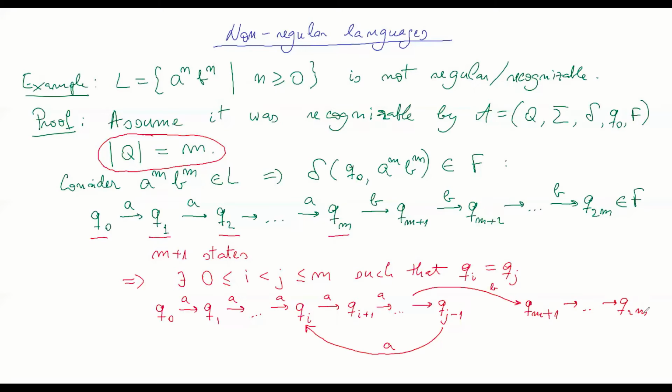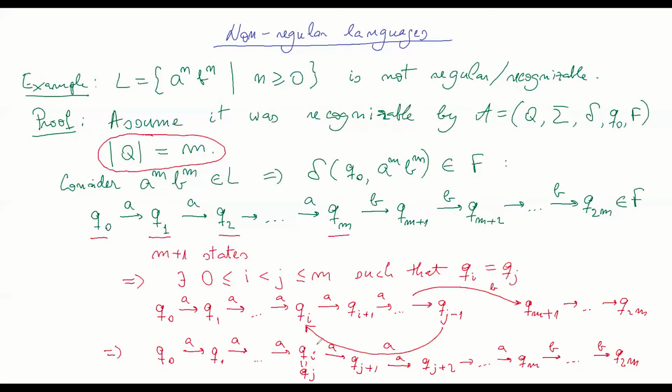And the point is that we have this cycle in here. So what this means is that if I think about this computation, I can also have this computation. I go from Q0 to Q1, and so on to Qi, and remember this Qi is the same as Qj. So with letter A, I can now go to Qj plus 1, because from Qj to Qj plus 1 there was a transition. And I can continue from here to Qj plus 2, and so on to Qm, and then with B transitions all the way to Q2m.